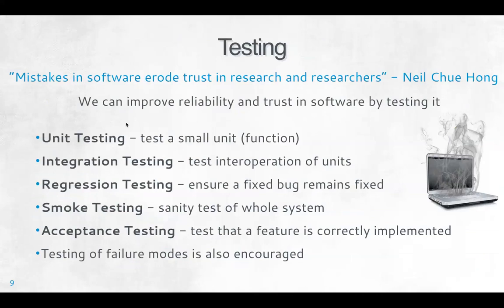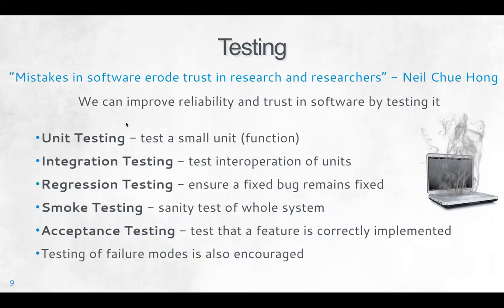There's lots of different ways you can test code. So I have 5 different categories that it's commonly broken down into. So unit testing is where you're going to test a very small portion of your code, usually a function or maybe a small class. Integration testing, you're going to test the interoperation of several units together.